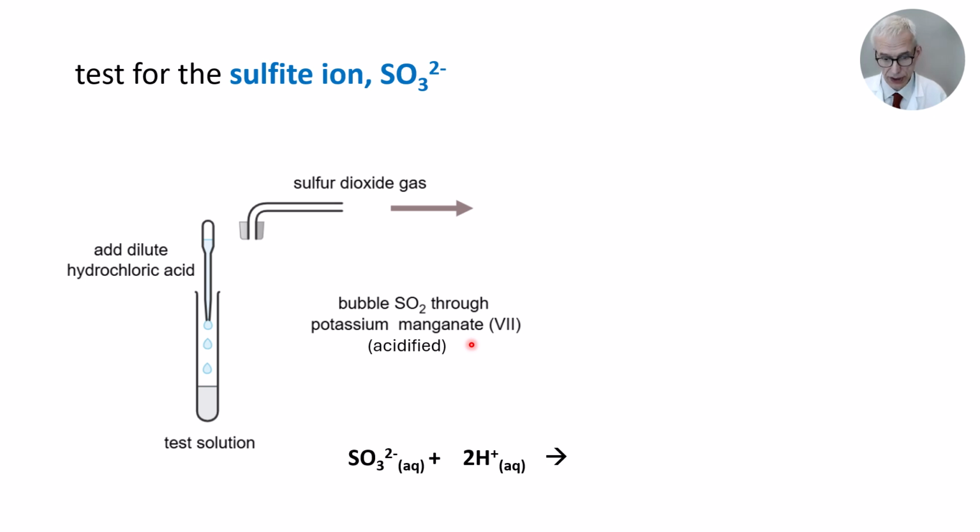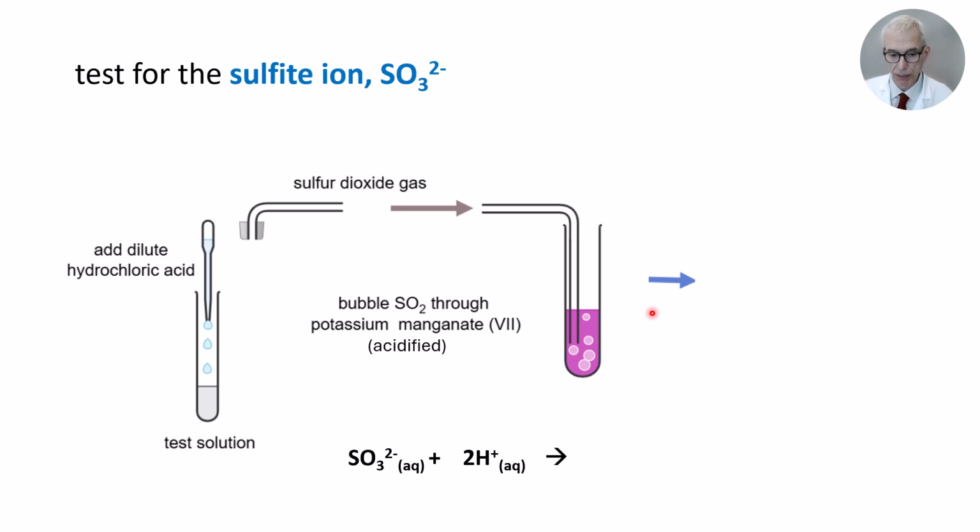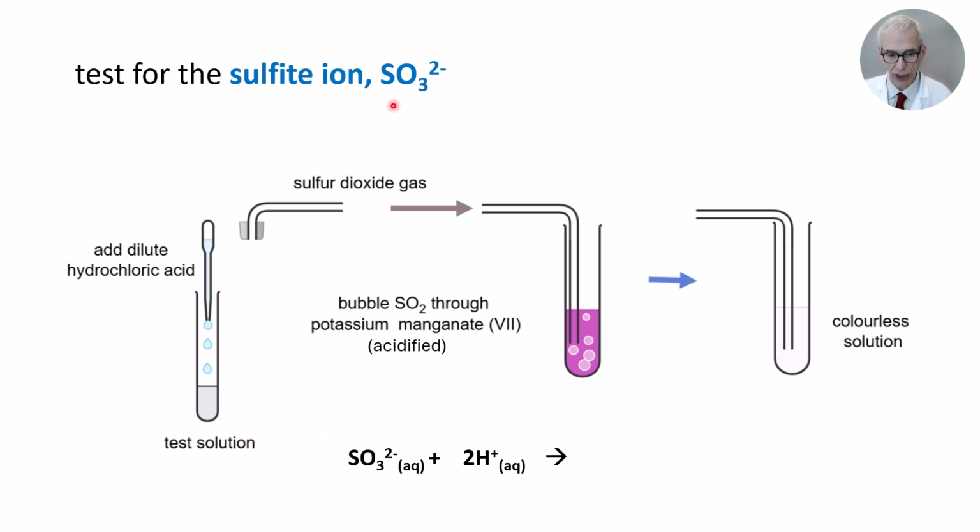Okay, well, I'm going to tell you. The manganate 7 solution has a distinctive purple colour, and the sulfur dioxide bubbling through it produces a change to a colourless solution. So the positive test for the sulfite is adding hydrochloric acid. It generates a gas, sulfur dioxide, which will then decolorize or turn potassium manganate 7 from purple to colorless.